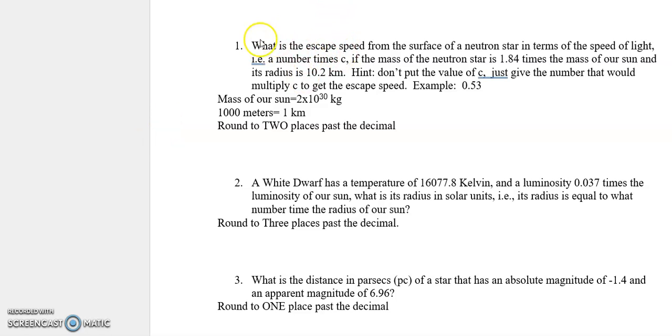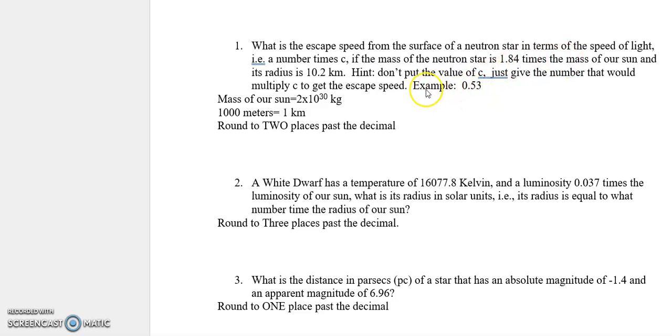All right, so these are the test 3 review problems. We're going to solve these. For number 1, we have to figure out the escape speed from the surface of a neutron star in terms of the speed of light. In other words, we'll get some number times the speed of light.